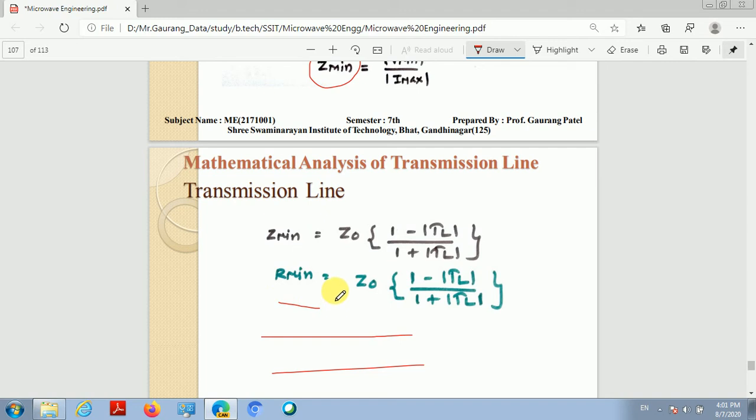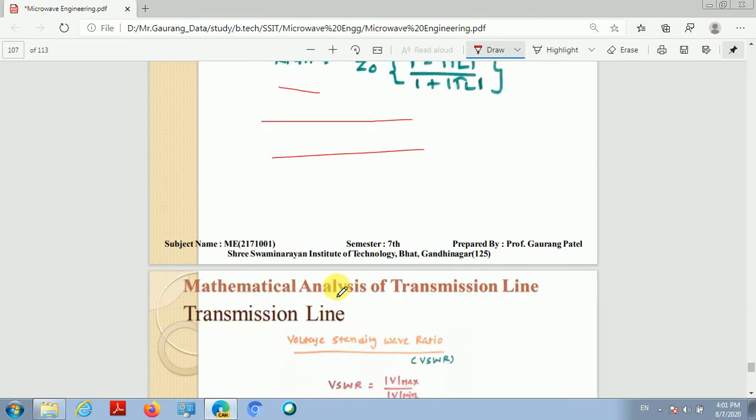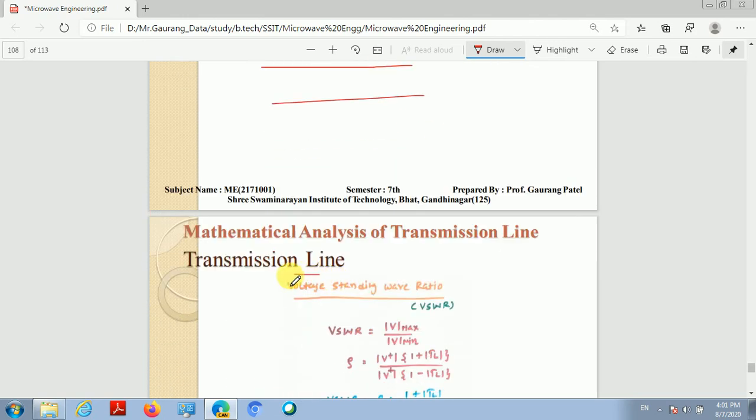Okay. Now let's look at another very important parameter of the transmission line, which is the voltage standing wave ratio.